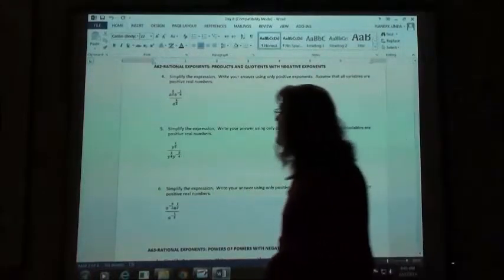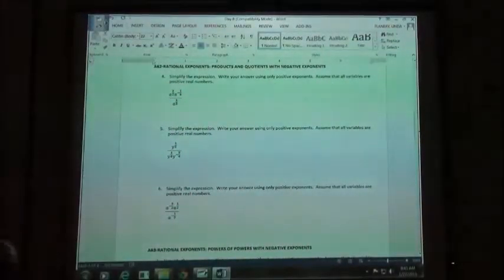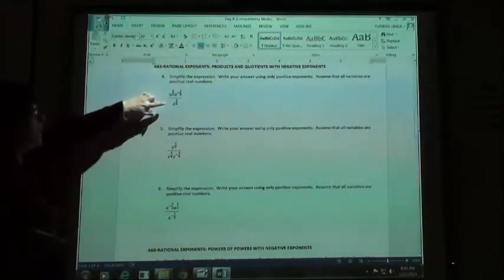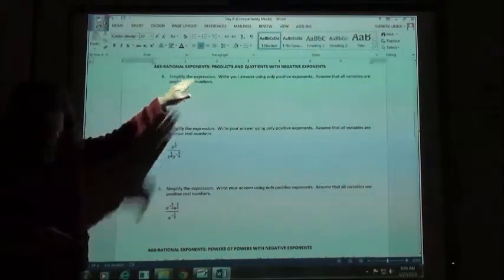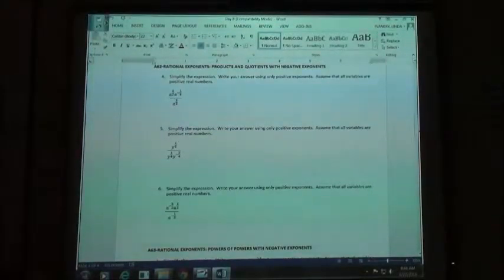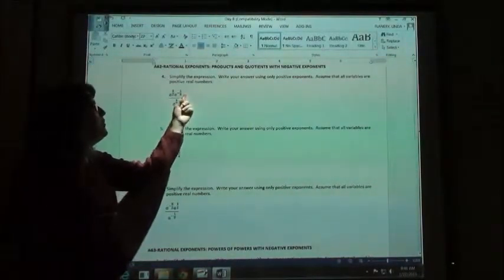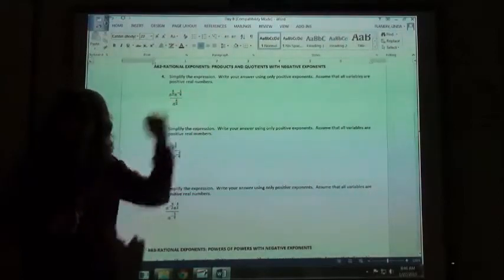4, 5, and 6. They want you to simplify the expression, and then when we're done, write using only positive real number exponents there. If I'm going to take something from the bottom and move it up to the top, the sign is going to change on it because I'm doing the reciprocal of the value. So what we're going to do is take anything that's in the denominator and move it up to the top so we have all multiplying in there.